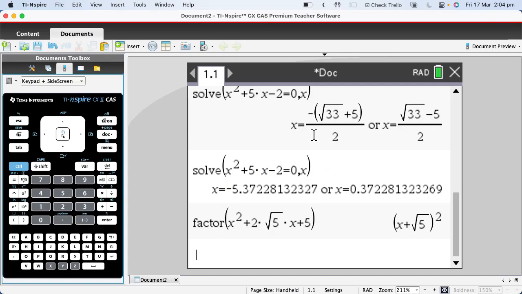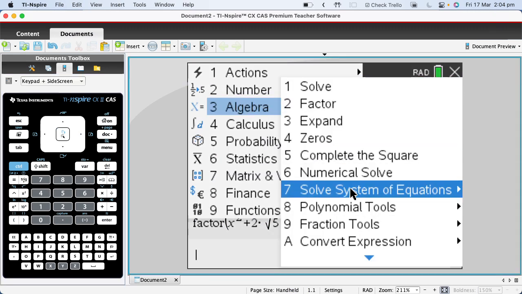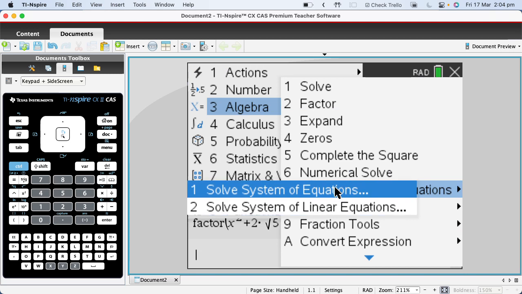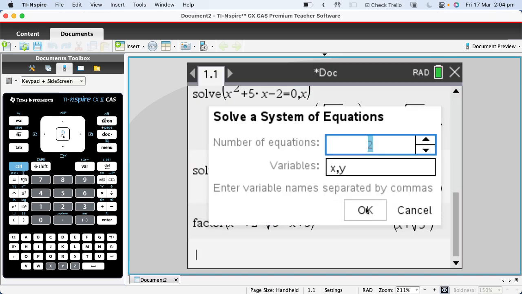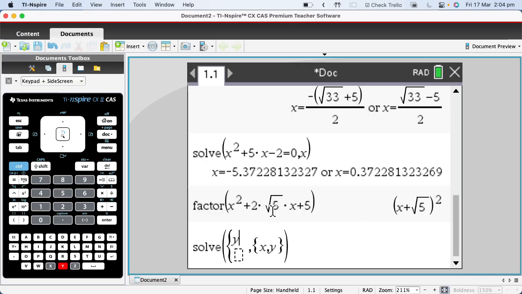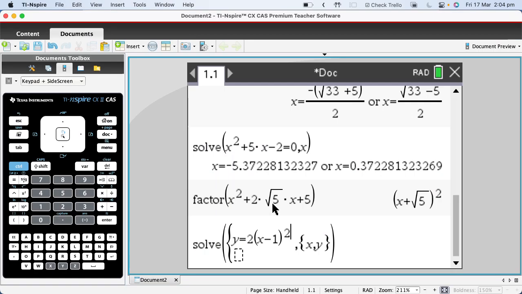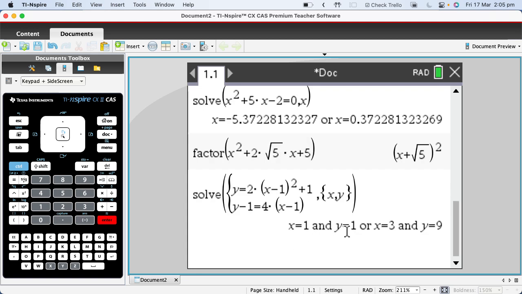So I could have gone into here, and I could have gone menu, algebra, solve system of equations. They're not linear anymore, so I'll go solve system of equations. 2 equations with x and y in them. And then I could have gone, y is equal to 2 outside of x minus 1 all squared plus 1, just exactly as it's written in the problem. Down we go. Y minus 1 is equal to 4 outside of x minus 1. Return. X equals 1, y equals 1, x equals 3, y equals 9.